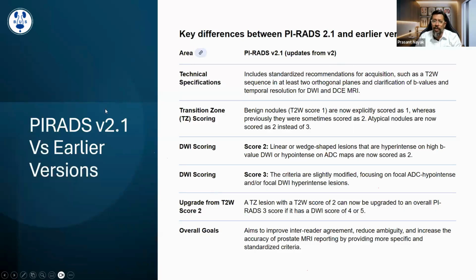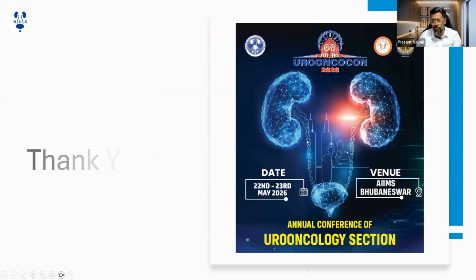So this is PI-RADS 2.1. As I said, these are some of the changes that happened between 2 and 2.1 in 2019. You can go through that. I'll be sharing this. All these points I've already mentioned in my talk. So the overall goal of 2.1 was to improve inter-reader agreement, reduce the ambiguity, and increase the accuracy of prostate MRI reporting by providing specific and standardized criteria. That was the whole crux of this.